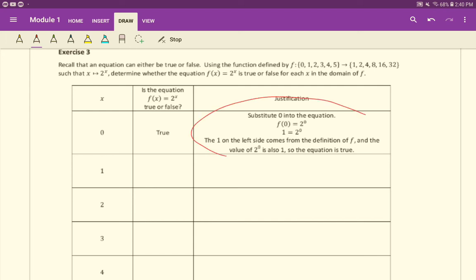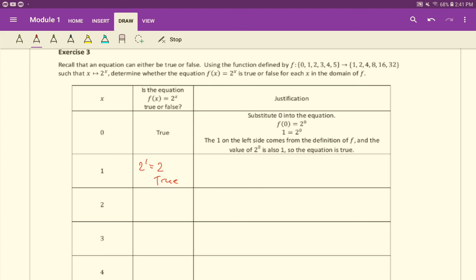So this is a lot of justification to do right here. I'm not going to do this same justification for every single problem, okay? We'll use it as we need to. So anyway, is the equation f of x equals 2 to the x true or false? Let's see. So I'll do 2 to the 1, which gives me 2. Is 2 in my range up here? And the answer is yes, it is, right there. Okay, so true.